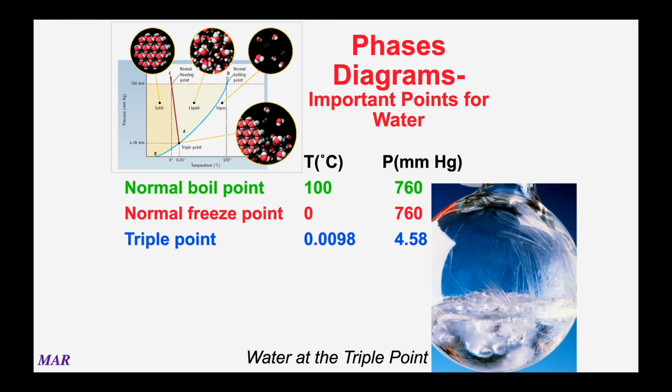So if you want to get to the triple point of water, and there's a picture of it right there, you have to be almost at 0 degrees Celsius, which isn't too hard. The pressure has to be pretty small, though, only 4.58 millimeters of mercury. So that's not a pressure that most of the time is seen for water, but if you get there, then you have that cool little picture right there.